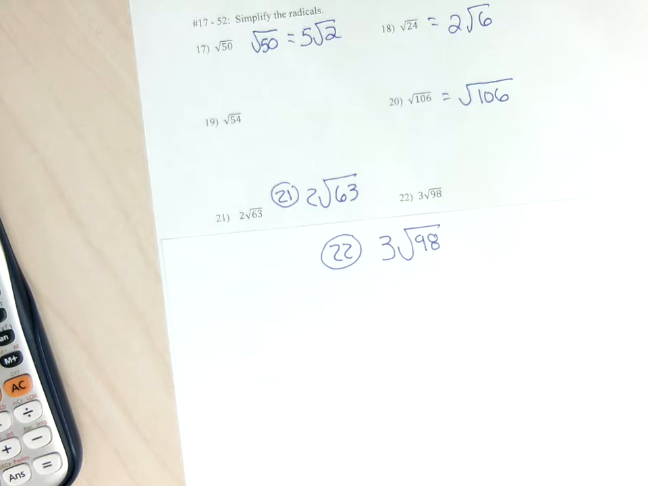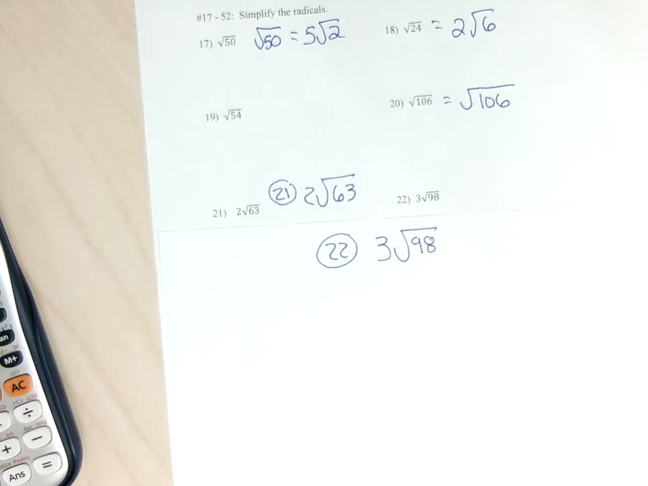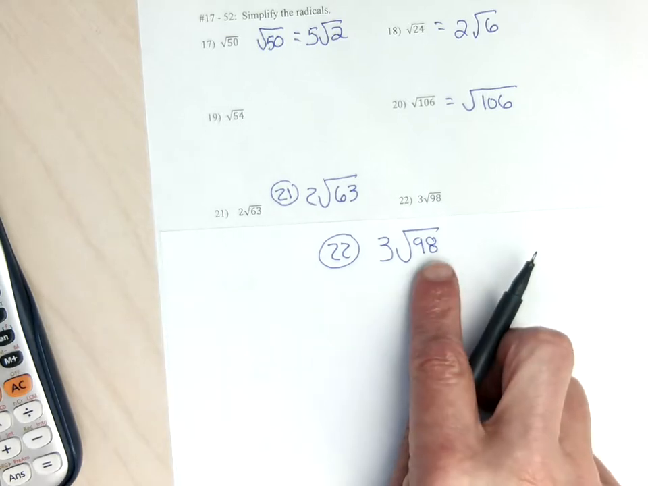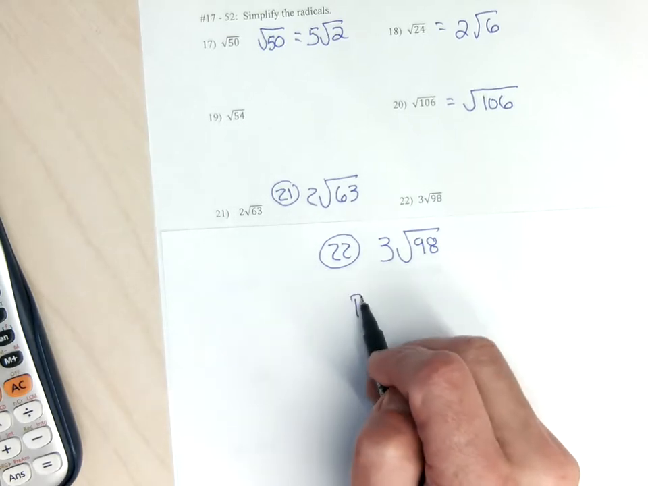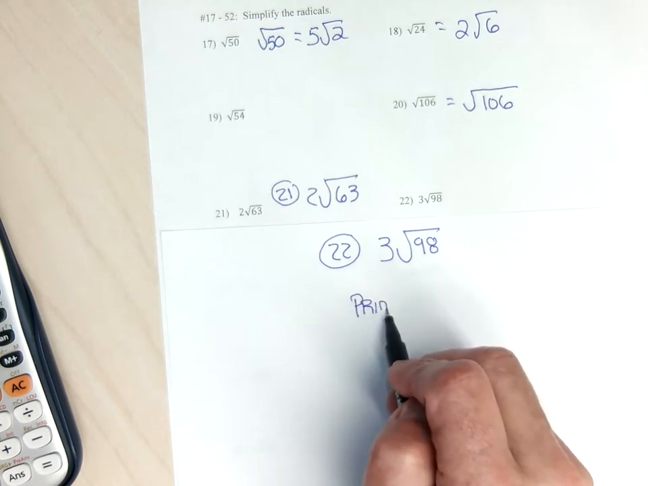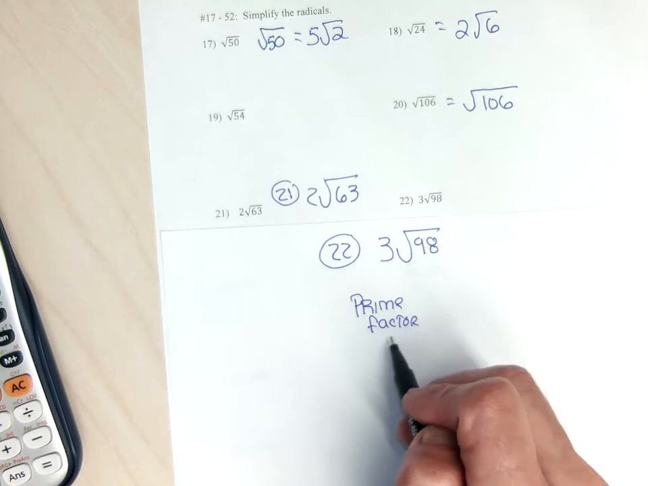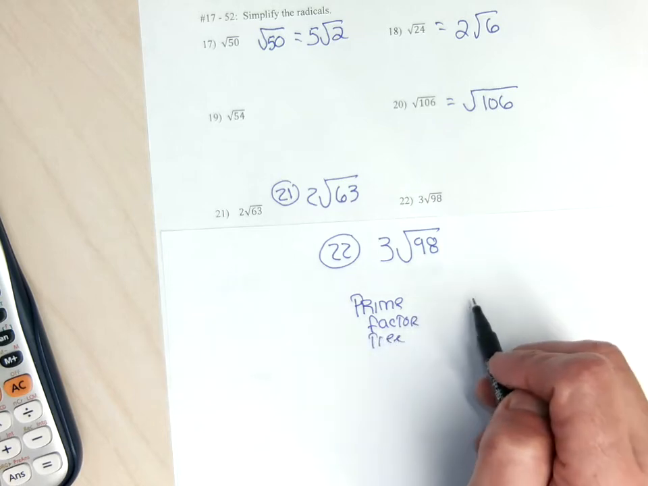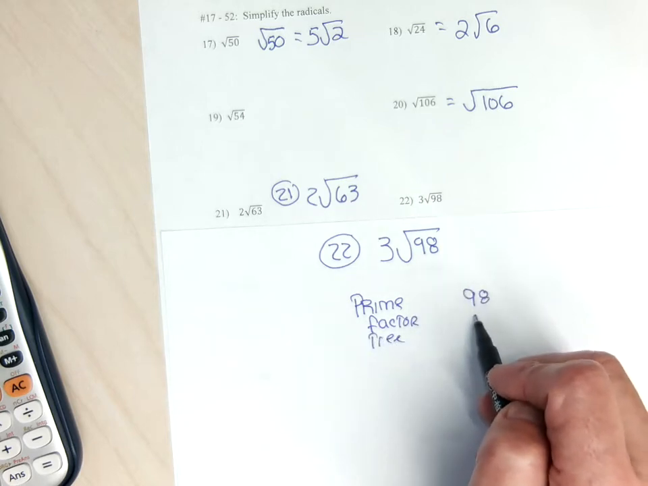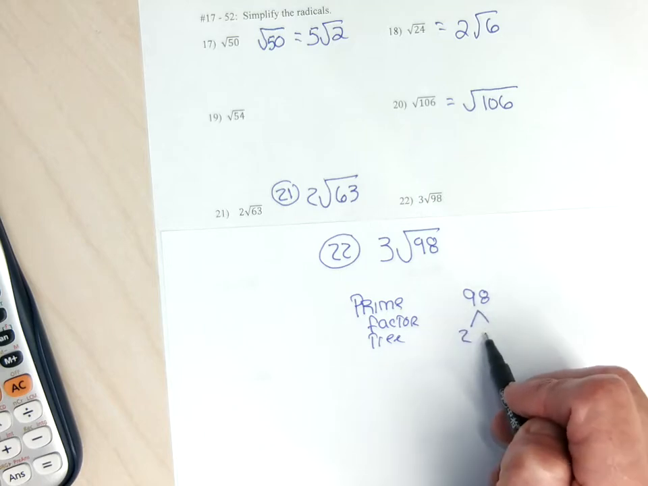I just like reducing with prime factor trees. I think it's easier to follow. You can reduce this by breaking it up into 2 radicals. I'll show you how that's done, but I'm going to do the prime factor tree. For me, it's easier to teach reducing by prime factor trees. So I'm going to do 98. 98 is even. It's 2 times 49.